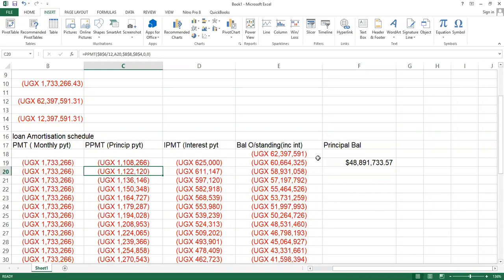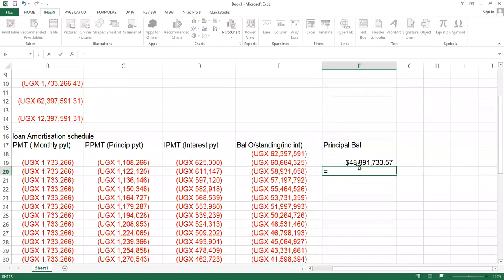So how do I get the balance for end of period one? So say equal sign, this plus this.